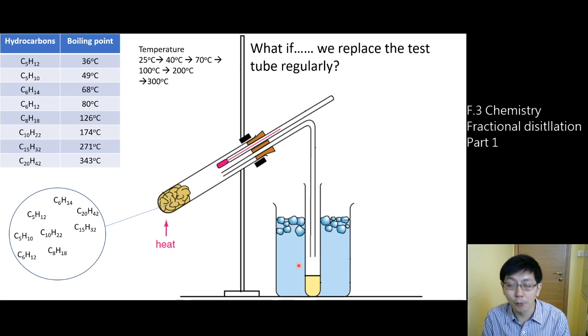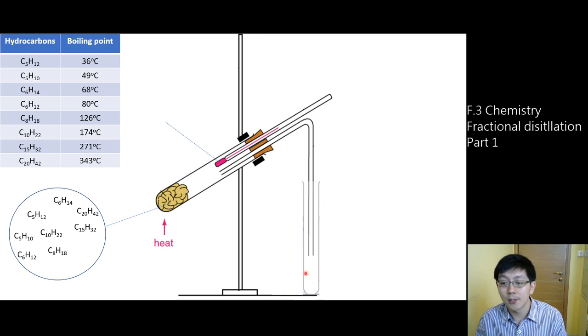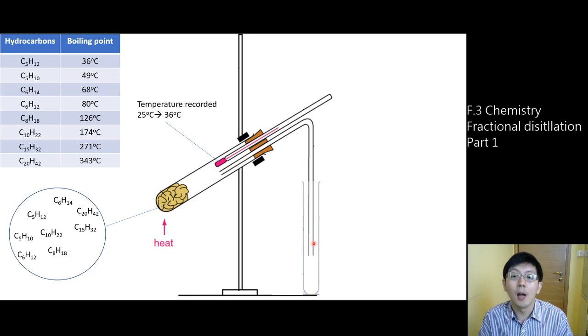Now, I'm going to do the following trick. To make the things clearer, I'm going to remove some of the labels and diagrams here. I just leave the test tube here for a better picture. Now, I'm doing the heating again, from room temperature to 36 degrees Celsius. So from the first case, we know that this one, C5H12, is going to boil and go to this test tube. It boils, it becomes a gas, goes to the delivery tube, and goes to this test tube eventually.